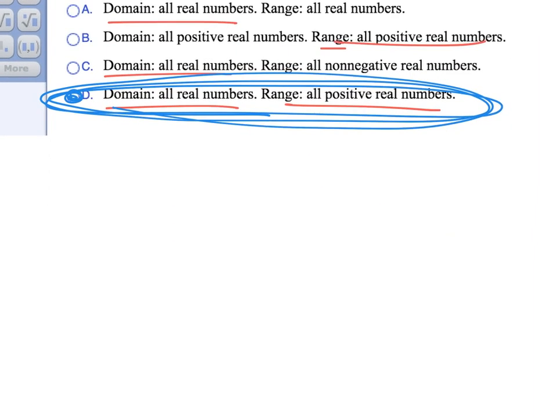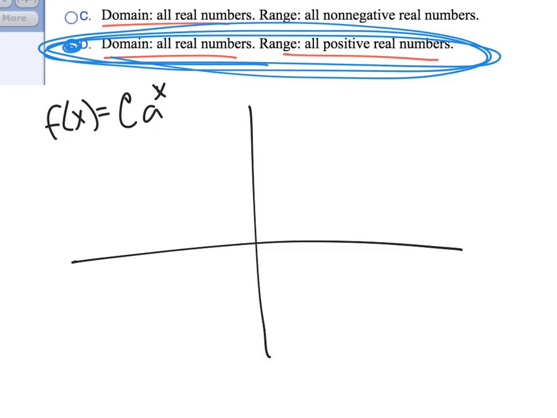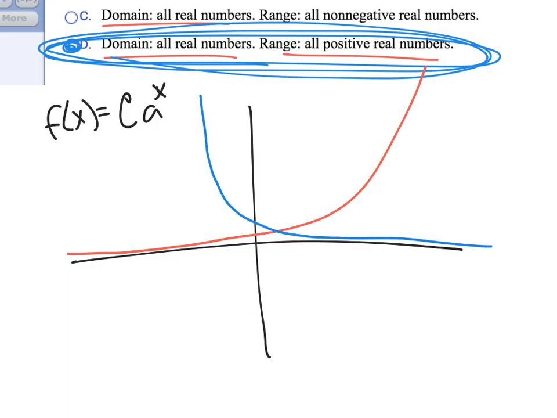And basically what happens is the graph of f of x equals c a raised to the x power, it's really cool, always ends up looking something like this. But in both cases, you'll notice it's never negative. So the x value is allowed to be anything it wants, but the y value always has to be positive.